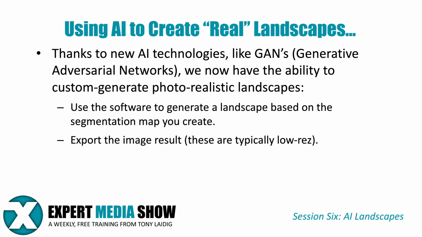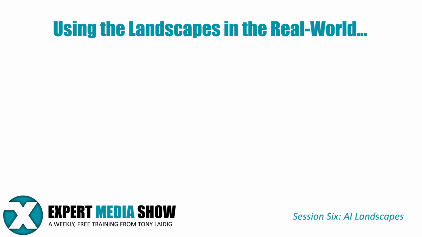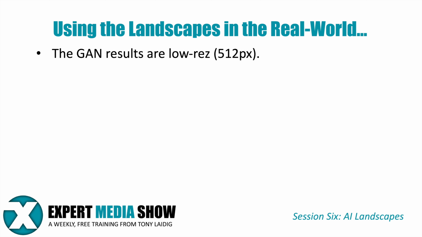Once you get a landscape that you like, you then export that image result. These are typically low resolution. The program that we're going to be working with today, the output resolution is 512 pixels square, which is not very large at all, which is why I typically up-res those images to a higher resolution, and I'll share with you the software that I use to do that, and then import them into a photo to art app of your choice. And I'm going to share one of my personal favorites here as we get into this. So that's the basic process that we're going to get into during the training today.